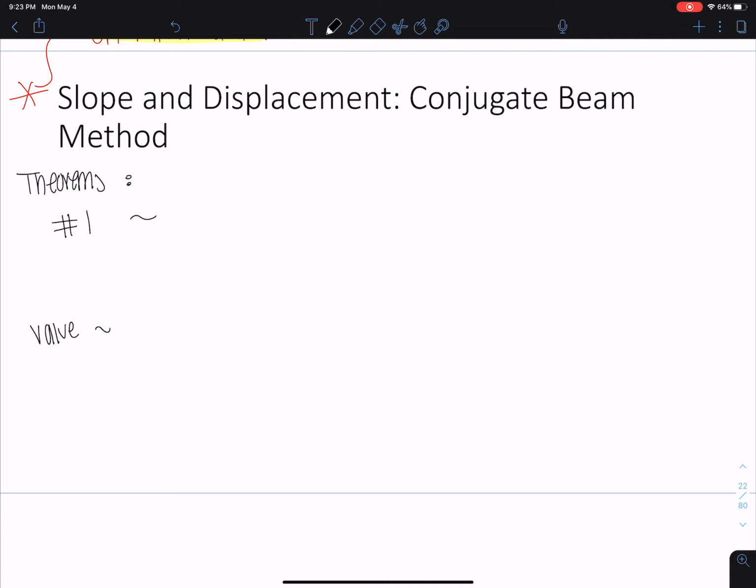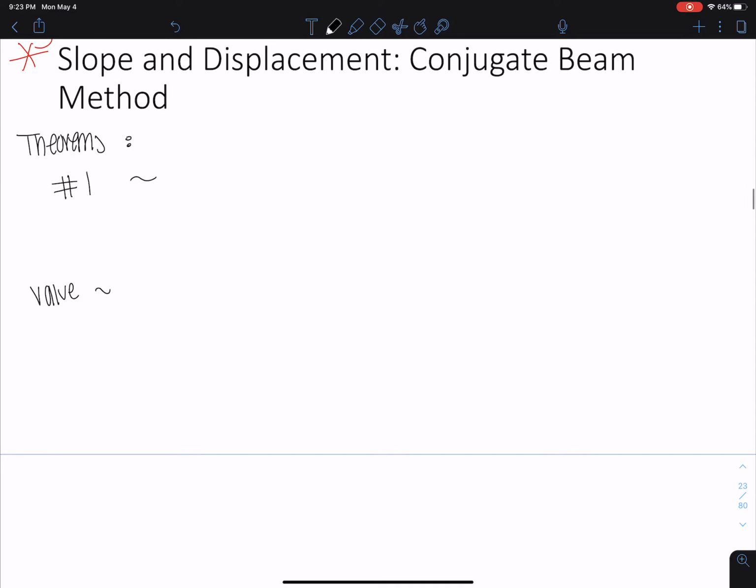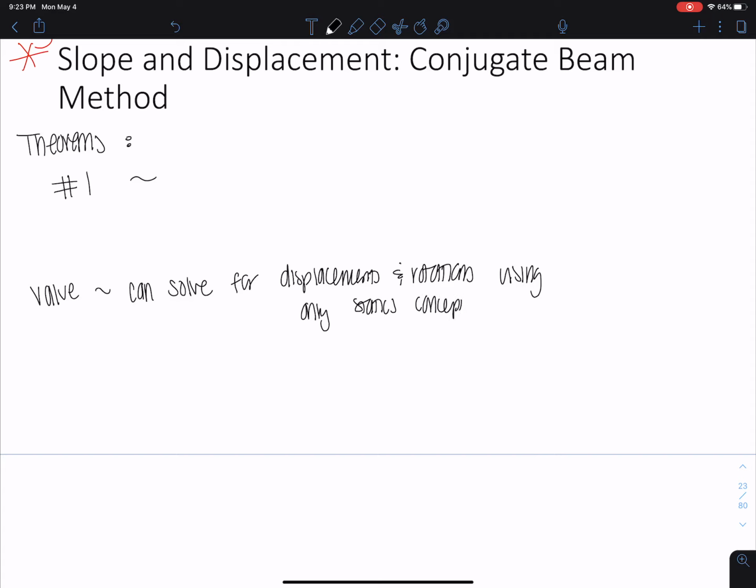And we have to start weighing our options of which one's the most efficient. Which one's the easiest to implement for a certain type of problem? Which one is the most universal? So you have to list pros and cons for each method, and the value here is that you can solve for displacements and rotations using only statics concepts, which is pretty cool.